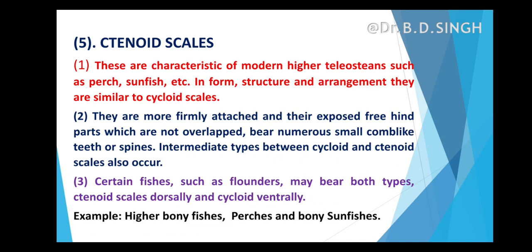Intermediate types between cycloid and ctenoid scales also occur. Point number 3, certain fishes such as flounders may bear both types, ctenoid scales dorsally and cycloid scales ventrally. Examples: higher bony fishes, perches and sunfishes.